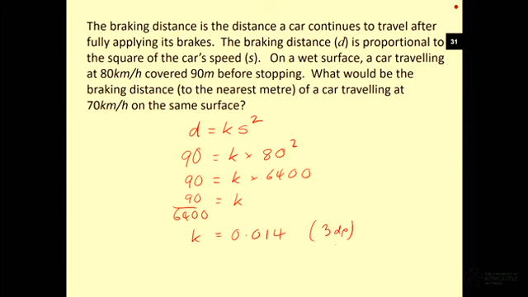That number will do me fine, and that tells me my formula is distance equals 0.014 S squared. I just chucked the k in, I found the k. So that's the formula, done. Hope you see it's exactly the same as every other procedure I've done.